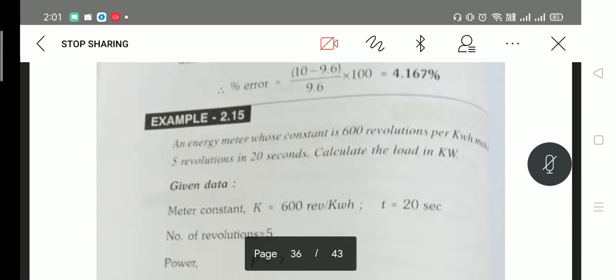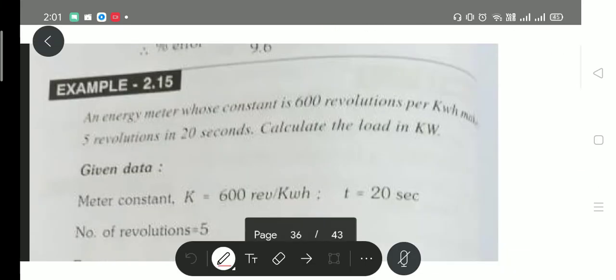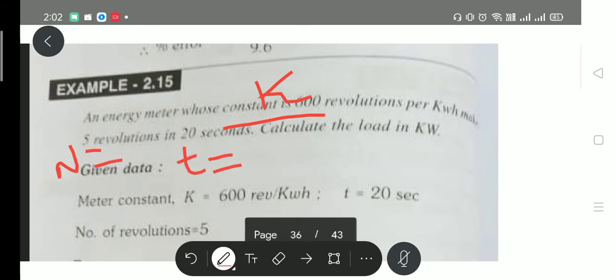And second I will tell, an energy meter whose constant is 600 revolutions per kilowatt hour, 5 revolutions in 20 seconds, calculate the load in kilowatt. Okay, given K value 600 revolutions per kilowatt hour, N value 5 revolutions and T value 20 seconds. Then you can find the power in kilowatts.